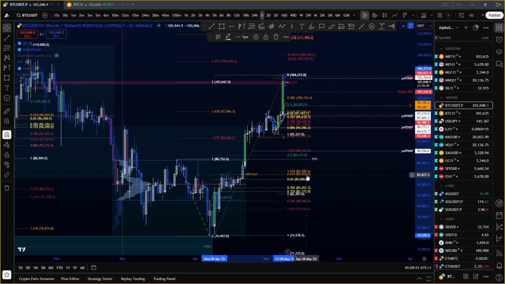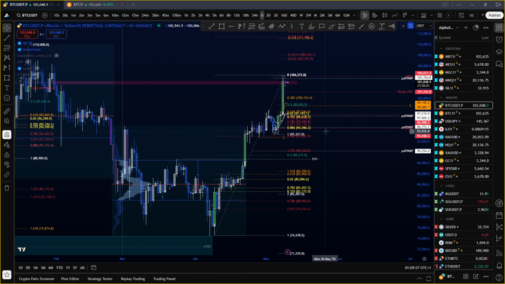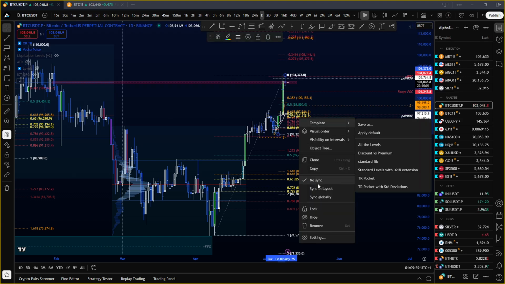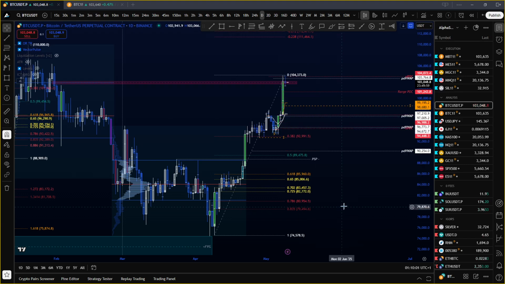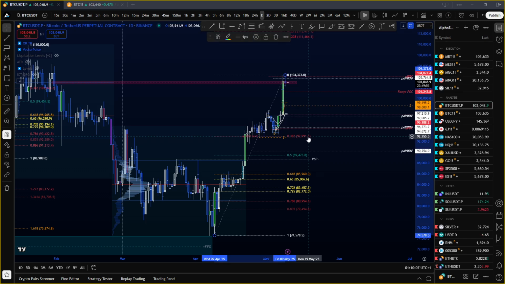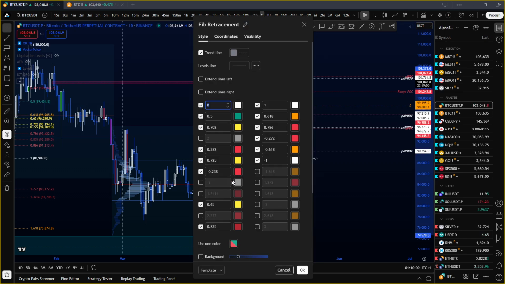Gosh, there's too much info. Let me put them on the left side. Or better yet, let me hide this one and hide this one. Alright. Sorry, not the 382, the 236, I guess.